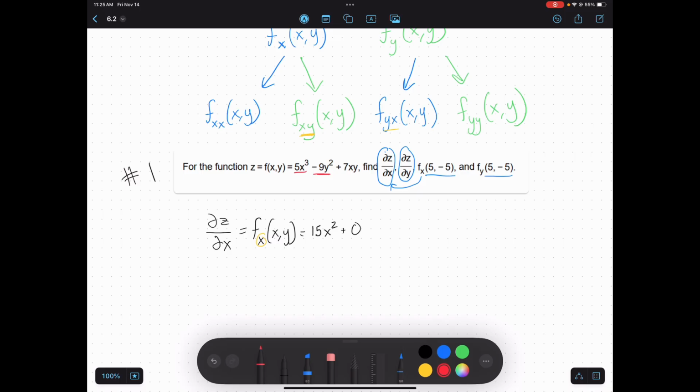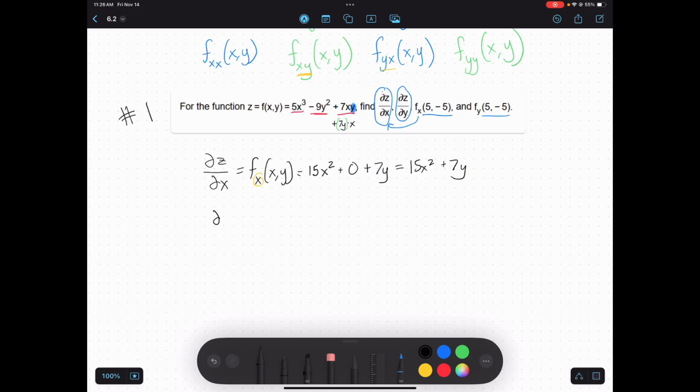Okay, last term, 7xy. This depends on both x and y. But remember, for the partial derivative in terms of x, I'm going to treat this y as a constant. In fact, it might be helpful to rewrite this, putting the y in front. Why? It's easier now for me to treat that as a constant. Since y is being treated as a constant, I'm going to lump it with my 7, because that's what 7 is. 7 is a constant. So what's my derivative of a constant times x? The x goes away, and you're just left with a constant. And so I'm left with just the 7y. And there's my partial derivative in terms of x.